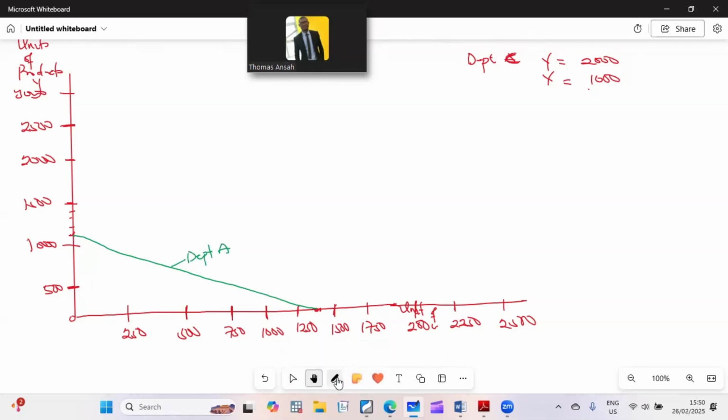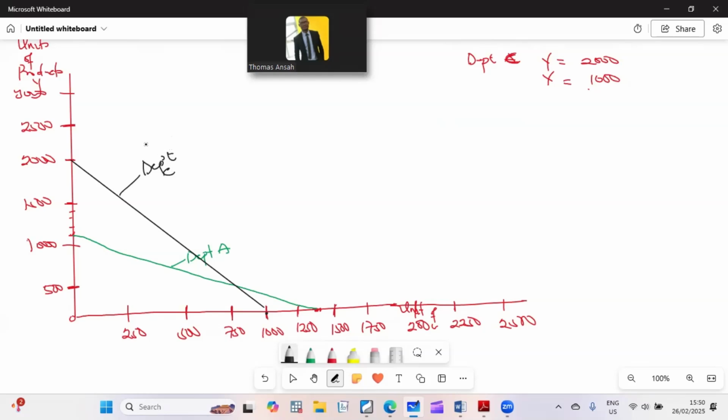Okay, so now what is the next department? I can see C. C is X of 1,000. This is X 1,000, Y of 2,000. So you can even draw that one. But that's it. Good. This is good. That is department C.